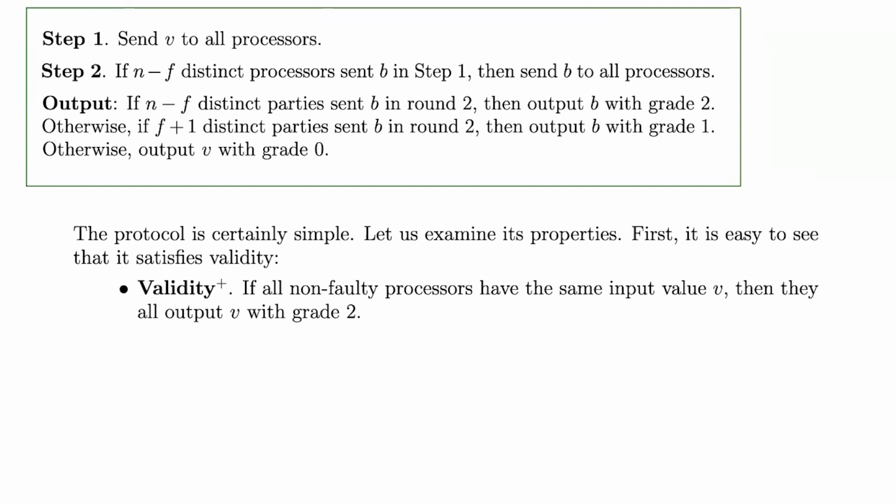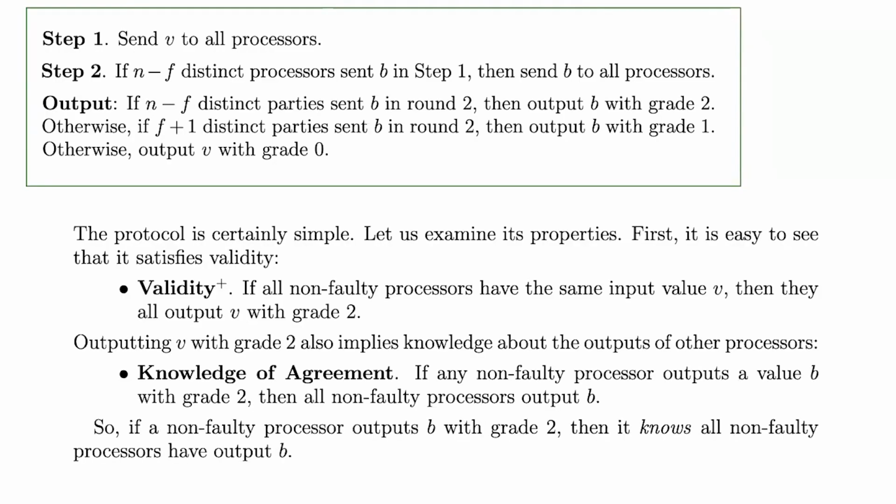So you just follow it through, right? They all start with a particular value, they'll all send that out. That means they'll receive it from at least n minus f distinct processors. In the next step, they'll send it out again. Okay? Happy with that? And then ultimately they'll all output with grade 2. So hopefully you agree that's a simple observation.